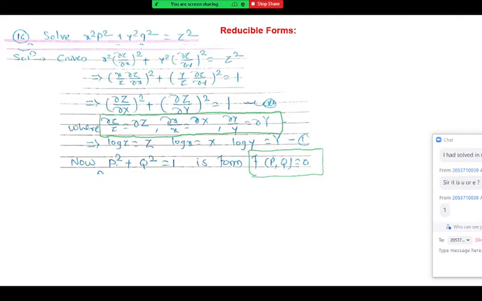So when only P and Q are present, what is the solution? What should be the solution when only P and Q are there?